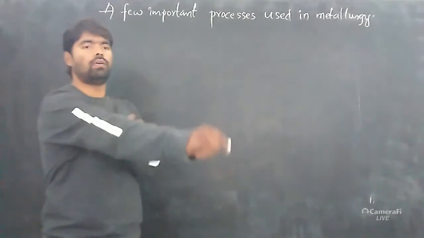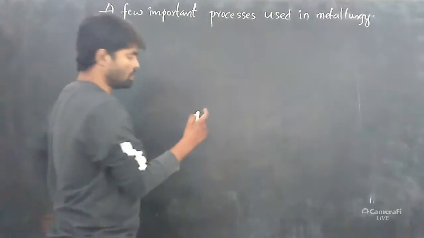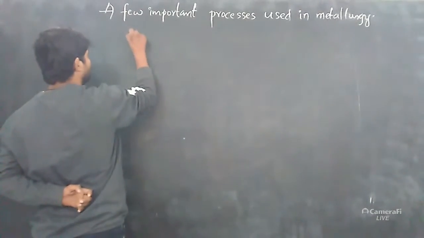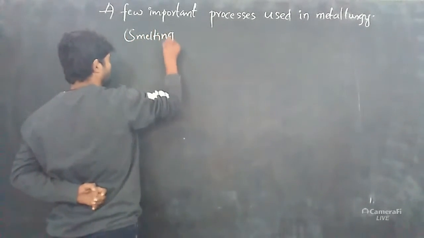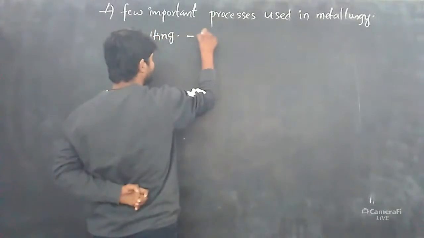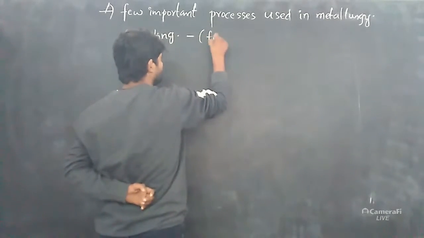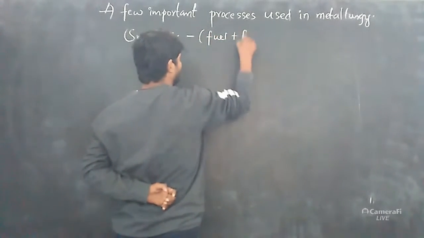Let us see one example of how a metal is extracted by using a process, smelting. So, the main thing in smelting is fuel plus flux.